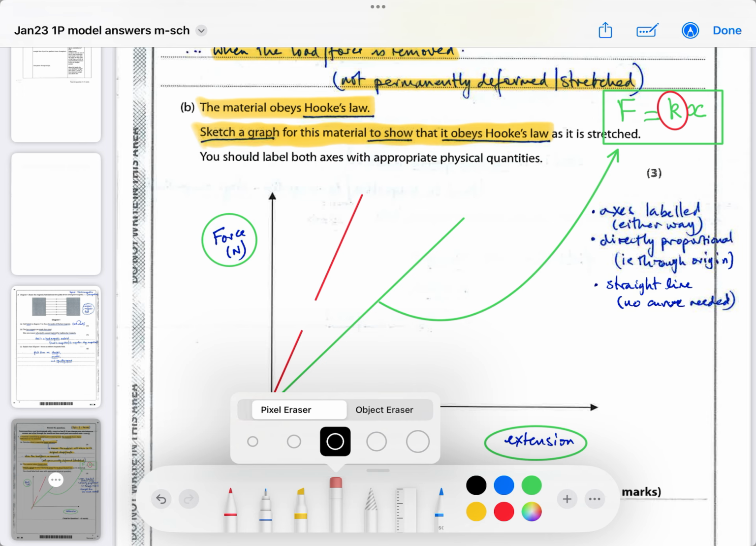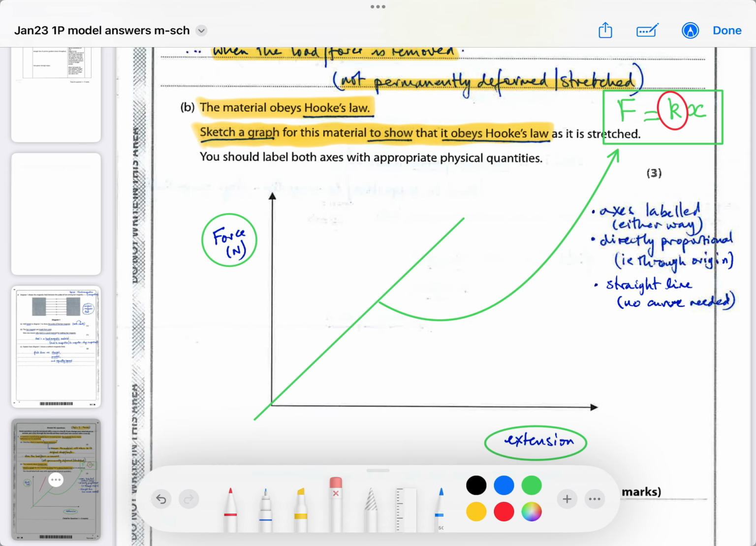So let's see if we can just erase the red line. So the green one is what we need to do. Because we're showing that as it's being stretched, it's obeying Hooke's law. So Hooke's law means it's directly proportional. F is equal to a constant times x. So if you double x, you double F. If you triple x, you triple F. And in other words, it's directly proportional.